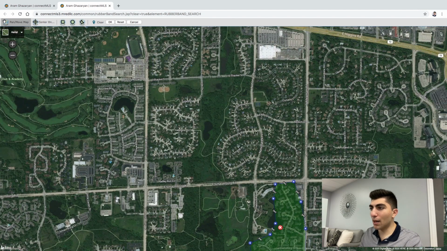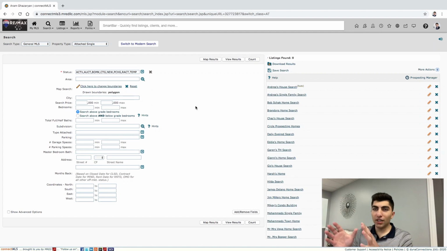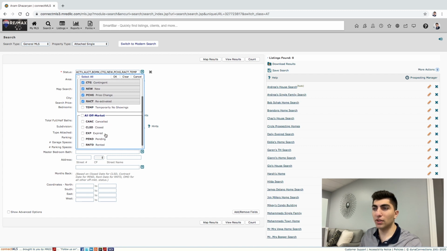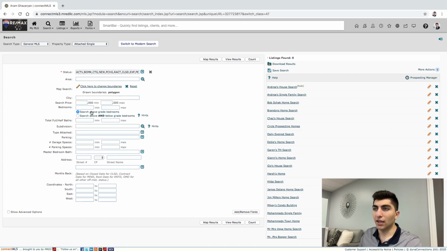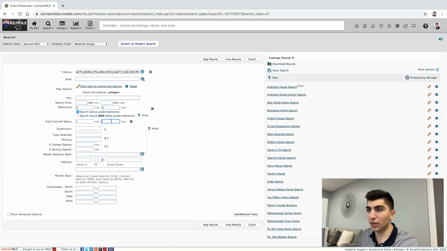If I was comping a property right here, I'd probably go a half-mile radius, because single family here is probably going to be all the same school districts along those lines. Now it's time to put in the criteria to make sure that we're only looking at the most comparable units compared to the one that we are trying to sell. So we're going to go in and adjust some filters. We don't need any auctions. We don't need temporarily not showing. We need closed, expireds, and pendings. And let's go in 2 bedrooms, maximum 2 bedrooms, because that's exactly what we have.